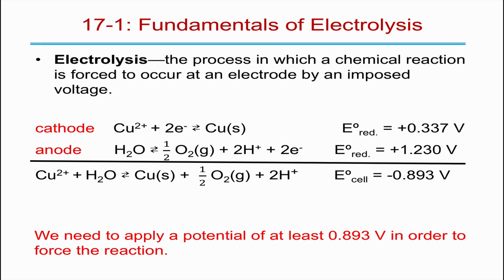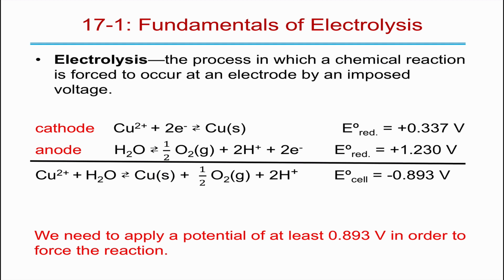For the last few weeks, we've been talking about spontaneous electrochemical reactions, where electron flow is driven by a negative delta G of the reaction. We're now going to shift gears and talk about electrolysis. Electrolysis is a process where the chemical reaction is forced to occur by an imposed voltage. So we're going to force this reaction to essentially run uphill.